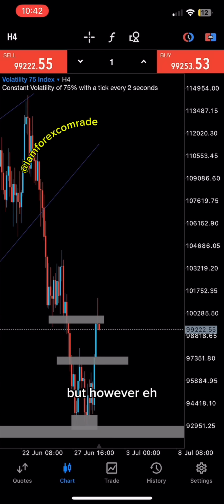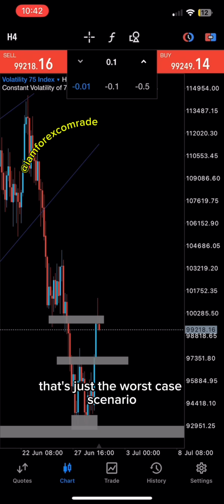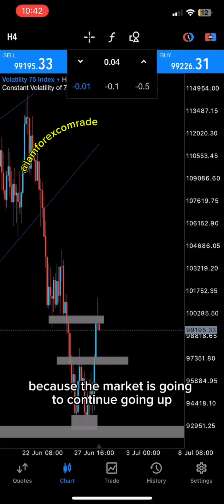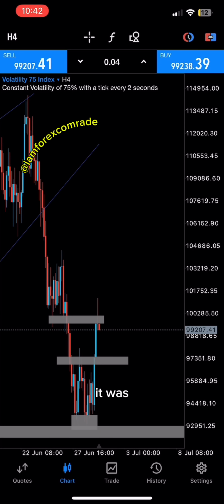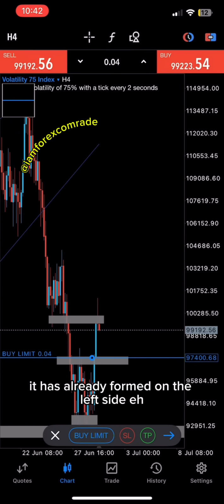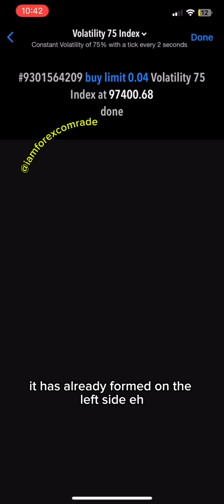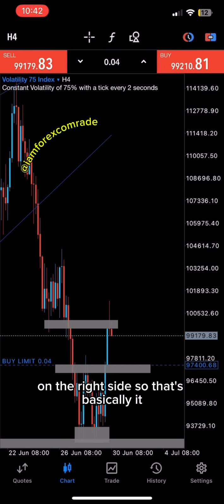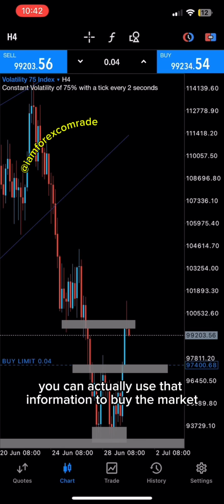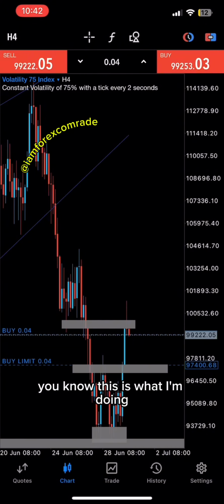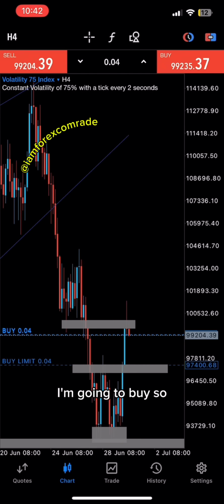But however, that's just the worst case scenario. We can actually buy at this point because the market is going to continue going up. It is going to continue forming everything that it has already formed on the left side, on the right side. So that's basically it. You can actually use that information to buy the market, and this is what I'm doing. I'm going to buy.